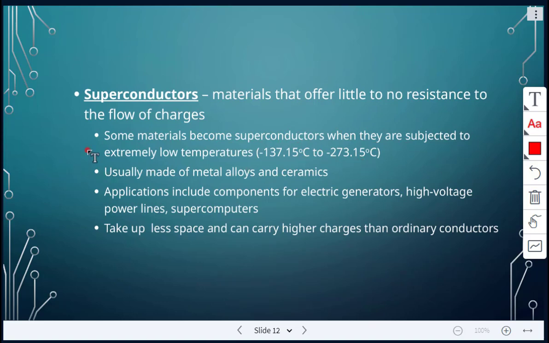Usually they're made of metal alloys and ceramics. They're used for components for electric generators, high voltage power lines, and supercomputers. And they do take up less space, and they can carry higher charges than ordinary conductors. The only downside is the extremely low temperatures that are required.